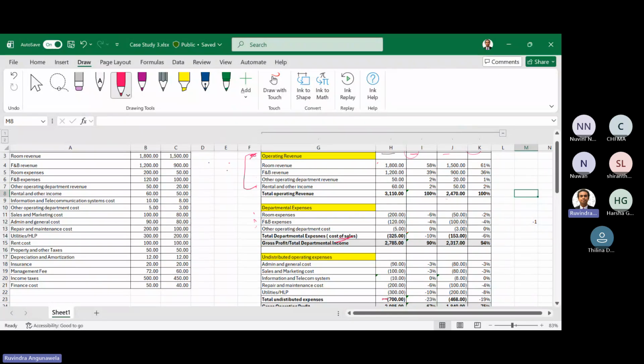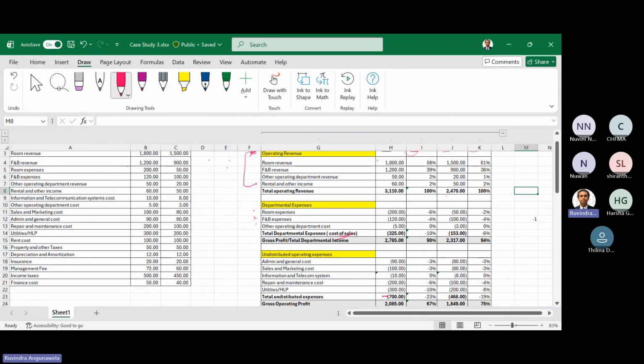So all these expense line items and revenue line items, you can see that I have given a percentage. Now this percentage will come in handy when it comes to explaining or discussing these results in the second section of this case study. Then you have the gross profit, or total departmental income as per the USALI, or as we call it, the gross profit. 2.7 billion, that is a 90% gross profit, and 2.3 billion, which is a 94%. So as you can see, 94% has gone down to 90%.